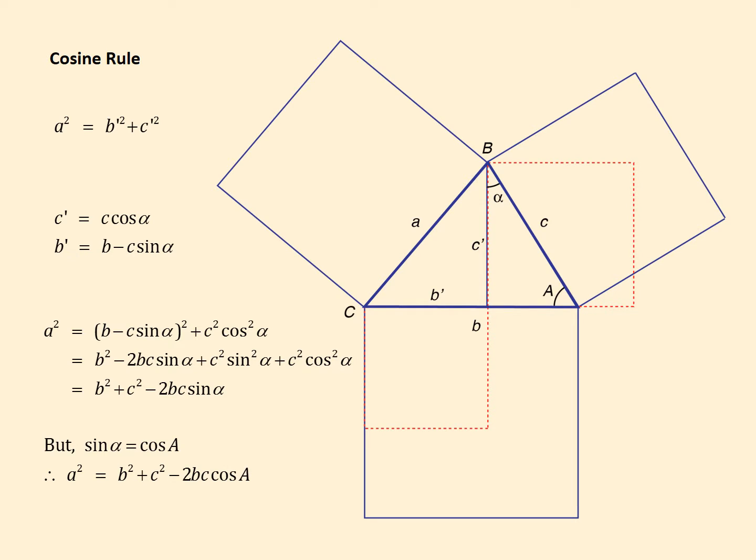Now, sine alpha is the same as cos of angle A. And so we land up with A squared is B squared plus C squared minus 2BC cos A.